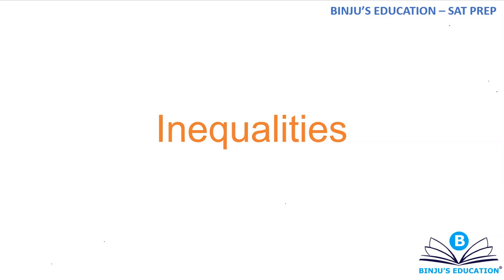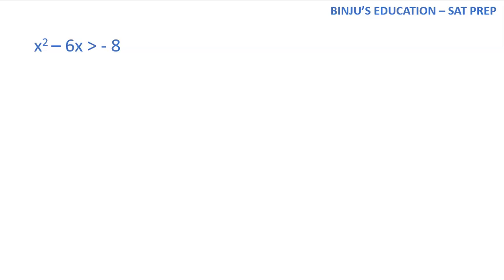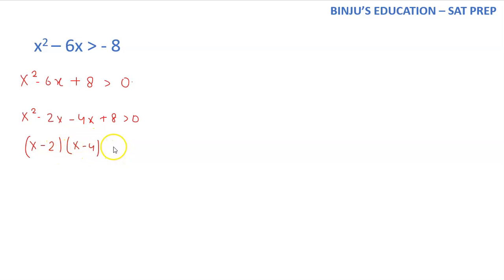All right. So let's start with the first question of the video. This question is x square minus 6x is greater than 8. Now let's see how we can solve this one. So I'm going to read this as x square minus 6x plus 8 is greater than 0. I'm going to do the middle term splitting. This will become x square minus 2x minus 4x plus 8 is greater than 0, and this will become x minus 2 into x minus 4 greater than 0.